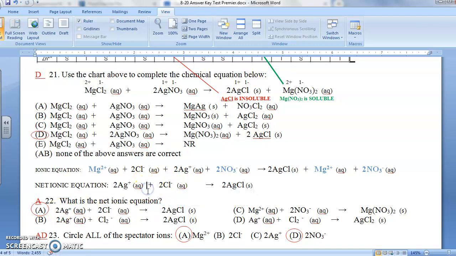The ones that didn't change are called spectator ions. The Mg2 plus didn't change. The 2 NO3 minuses did not change. Mg2 plus, 2 NO3 minuses, letter D, those are the ones that did not change.